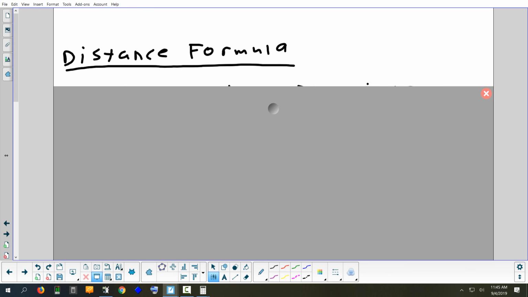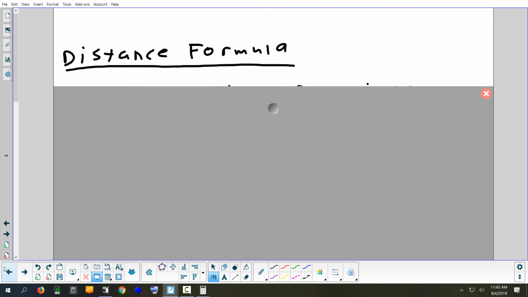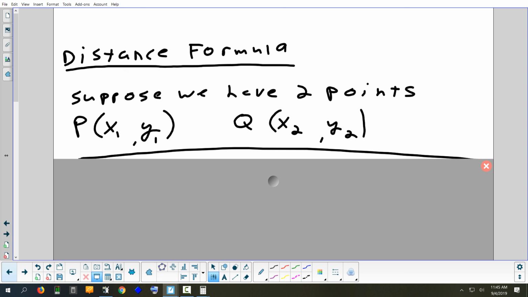All right, so the last thing we'll look at is what's called the distance formula, how to find the distance between 2 points. So if we had 2 points, let me just kind of draw it. Call this point P, point Q. And I want to find the distance between them.